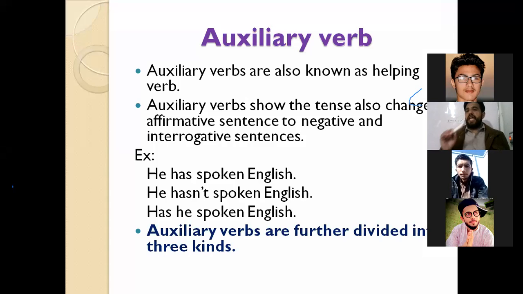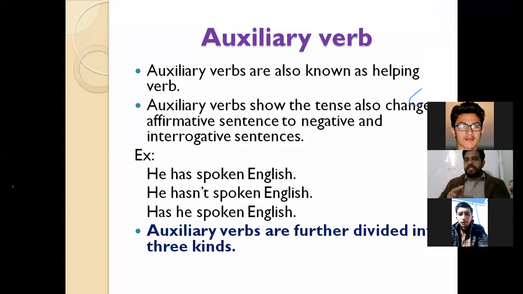In these three sentences, has is a helping verb. A helping verb performs two functions. First of all, it shows the tense, which tense this is, and second, it changes affirmative sentences to negative and interrogative sentences. So it performs two roles. First, it shows you the tense, like he has spoken English. From has we can understand which tense this is. It is present perfect tense. Likewise, if I say he hasn't spoken English, by the help of it we change an affirmative sentence to a negative sentence. Likewise, we say has he spoken English, so we change the same sentence to an interrogative sentence. Is it clear?